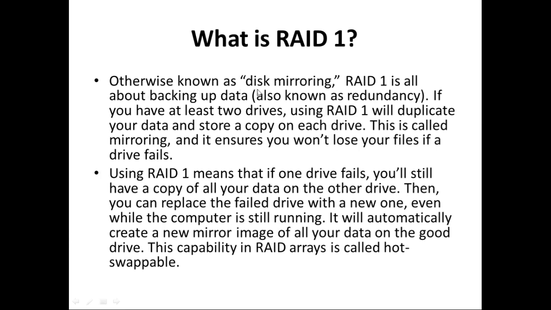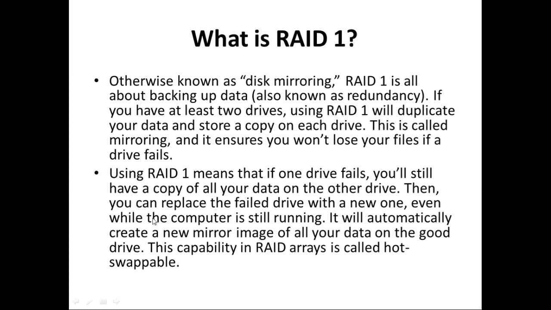Otherwise known as disk mirroring, RAID 1 is all about backing up data, also known as redundancy. If you have at least two drives, using RAID 1 will duplicate your data and store a copy on each drive. This is called mirroring, and it ensures you won't lose your files if a drive fails. If one drive fails, you'll still have a copy of all your data on the other drive. Then you can replace the failed drive with a new one.